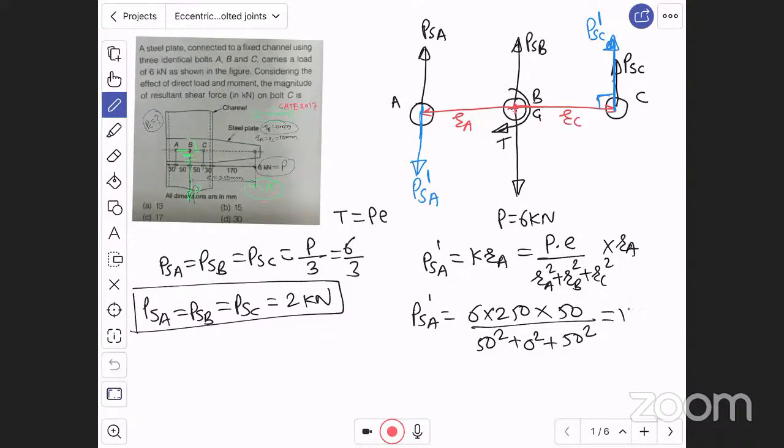Solve this, friends. You will get the answer 15 kilonewton. Solve it and check it. Solve this and check this, 15 kilonewton.